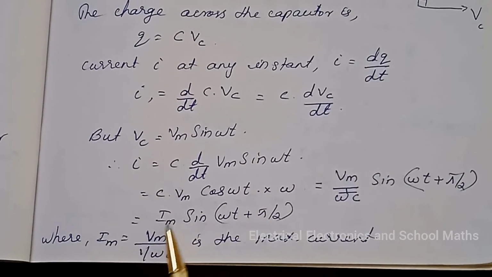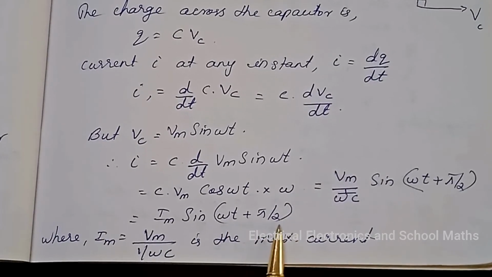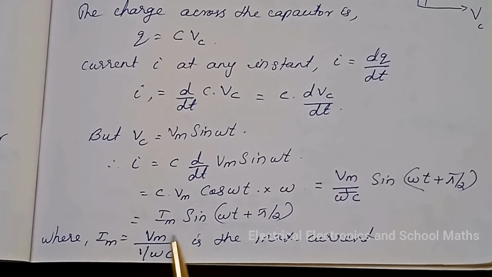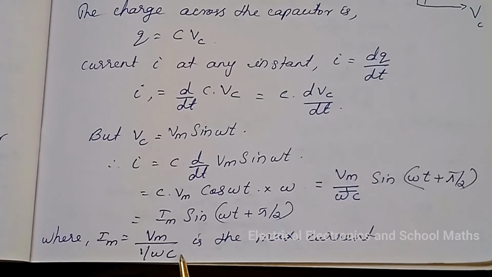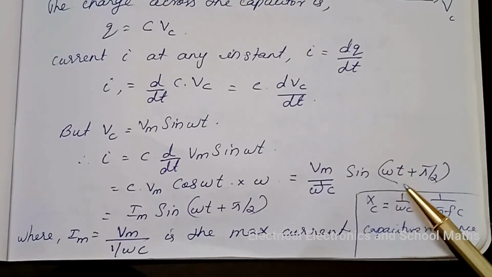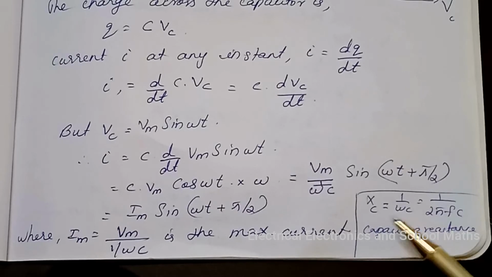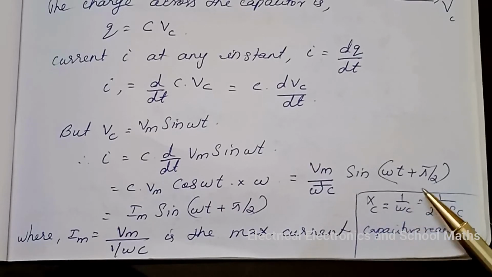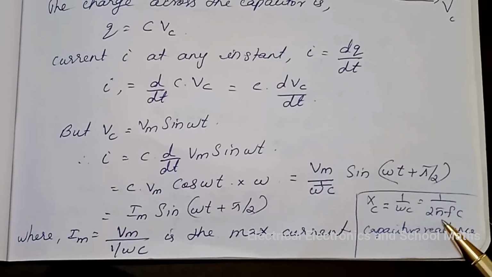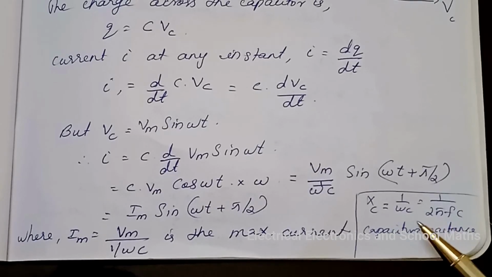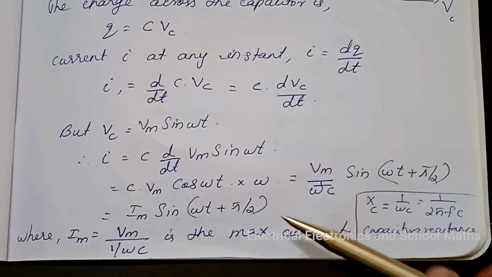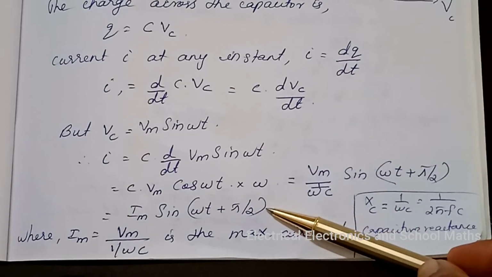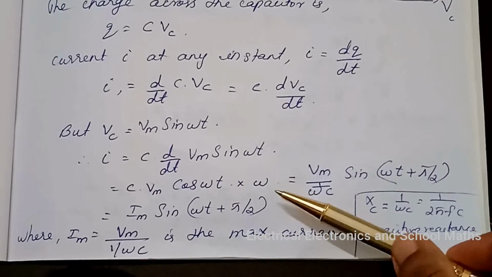So, we get Im sin omega t plus pi by 2, where Im is the maximum current and its value is Vm by 1 by omega C. And the term 1 by omega C is called the capacitive reactance, and it can be written as Xc. Xc equal to 1 by omega C equal to 1 by 2 pi f C, and its unit is ohm. And from this equation, it is clear that the current leads the applied voltage by an angle of pi by 2 or 90 degrees.